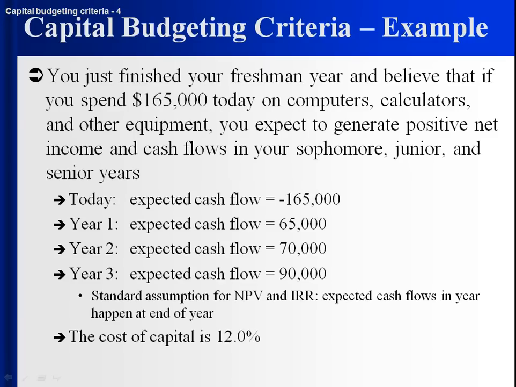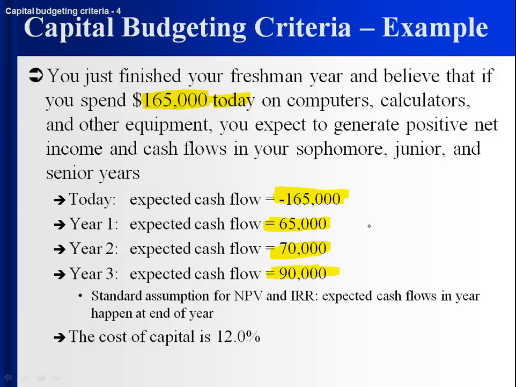So let's take a look at an example. You just finished your freshman year. You think there's an opportunity out there that if you spend $165,000 today building up a network of finance tutors, and so you buy equipment and all kinds of stuff like that, you can use that to generate some positive cash flows. Specifically, today you're going to be out 165. In 1 year, you expect to produce 65,000, then 70 in year 2, and 90 in year 3.